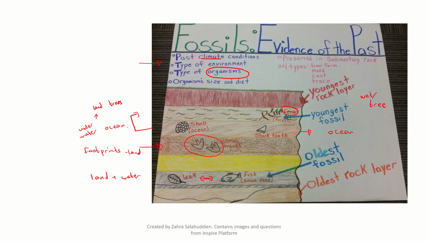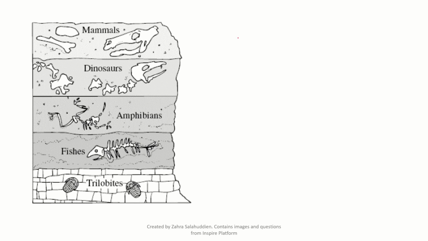Okay, so let's look at an example without any information and talk about oldest and youngest. I know you can see those words over here. So when rock forms, it forms from the bottom up. So the bottom is actually the oldest layer, and you will find the oldest fossil in the oldest layer. And when we go up, we will find now the youngest layer, the youngest fossil.